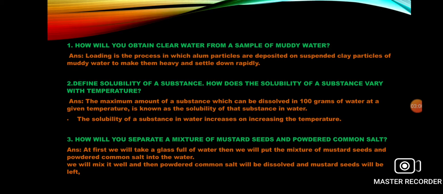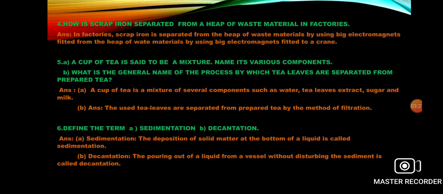And the next question is, how will you separate a mixture of mustard seeds and powdered common salt? So at first you have to take a glass full of water. Then you put the mixture of mustard seeds and powdered common salt into the water, right? Then mix it properly. The powdered common salt will dissolve and the mustard seeds will be left behind, because mustard seeds cannot be dissolved in water.